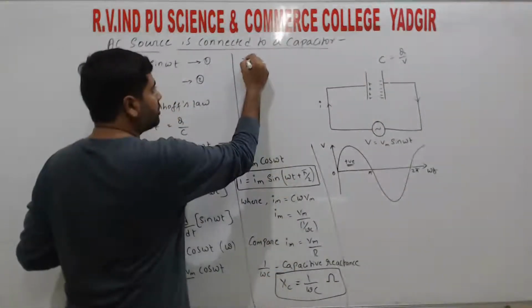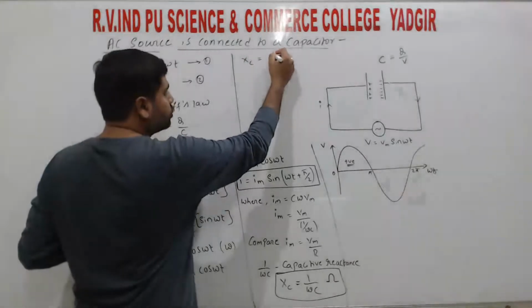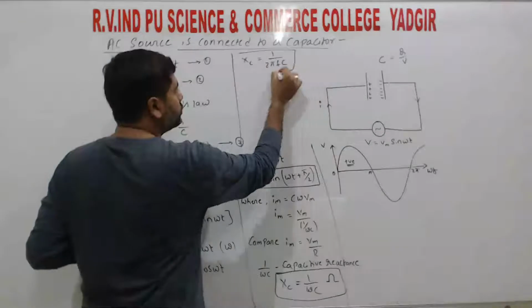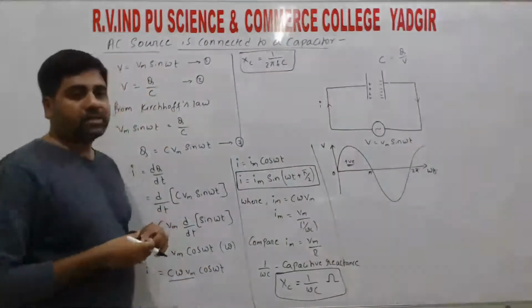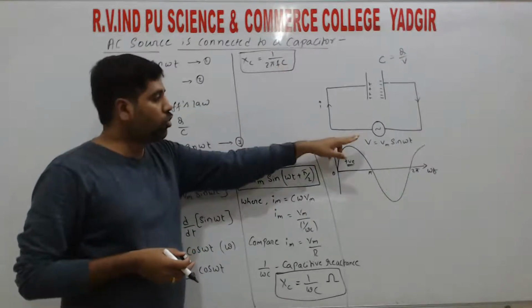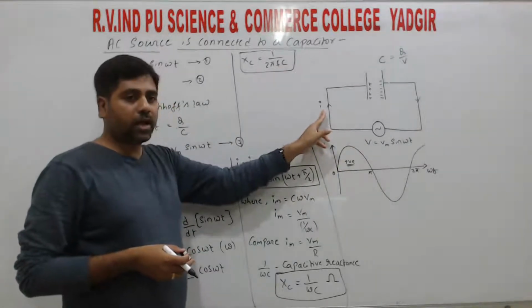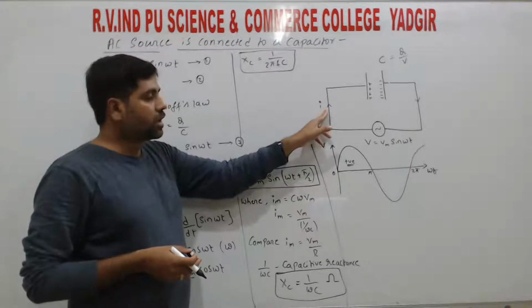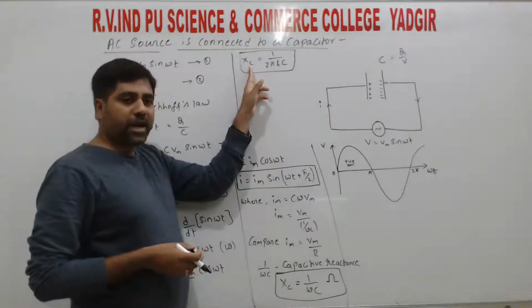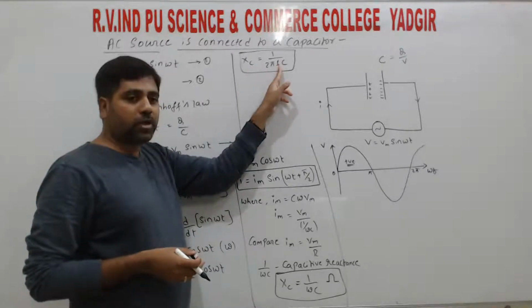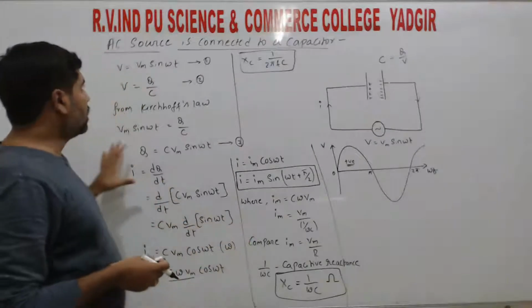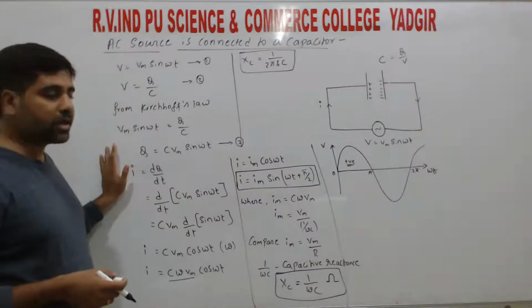So we can write Xc is equal to 1 divided by 2 pi f into C, where omega is 2 pi f. So Xc is inversely proportional to the frequency of the voltage or the frequency of the current, right? Here we take the current because here we are defining the current. Hence the capacitive reactance is inversely proportional to the frequency of the current, right? So this is about the AC source connected to the capacitor.